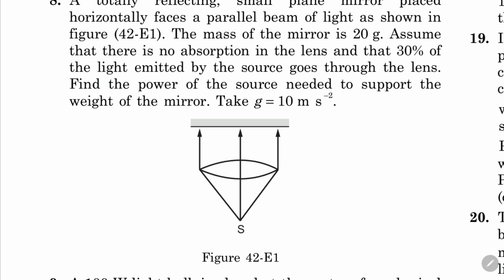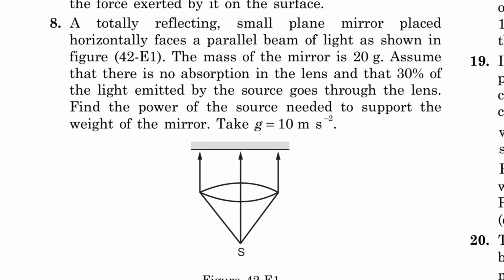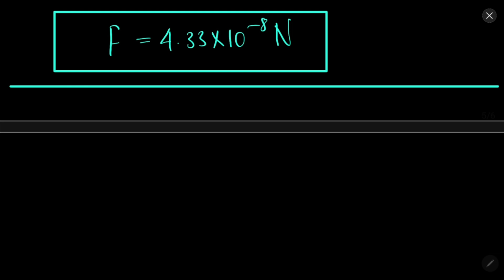In question 8, we have a totally reflecting small plane mirror placed horizontally, faces a parallel beam of light as shown. Mass of mirror is given. Assume that there is no absorption in the lens and that 30% of the light emitted by the source goes through the lens. Find the power of the source needed to support the weight of the mirror. So there is a downward gravitational force, so we need to find the upward force. So this is the 8th one.